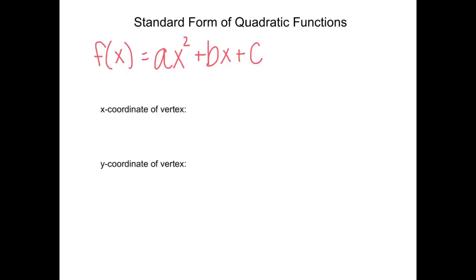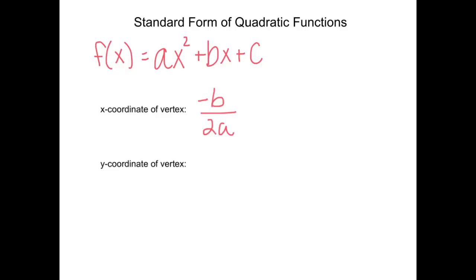Luckily, we have a way of finding the x and y coordinate of our vertex, even when we're in standard form. If I can recognize a, b, and c, then I know that the x-coordinate of the vertex is equal to negative b over 2a. So I can pretty much just take it as a formula now. We will discuss later where this comes from. So if I know a, b, and c, I know that the x-coordinate of the vertex is negative b over 2a.